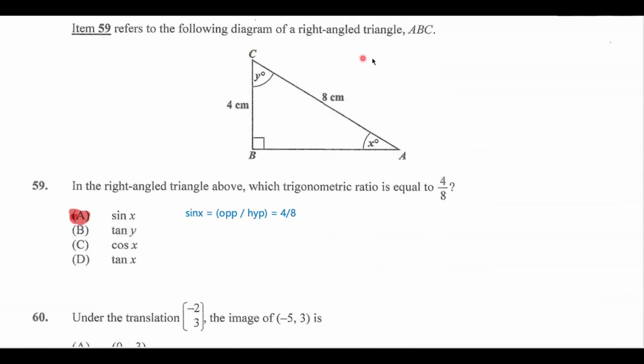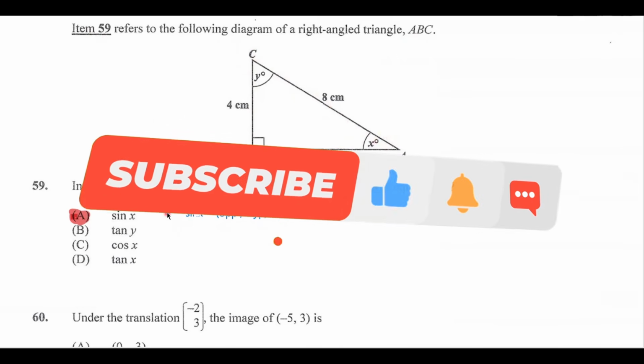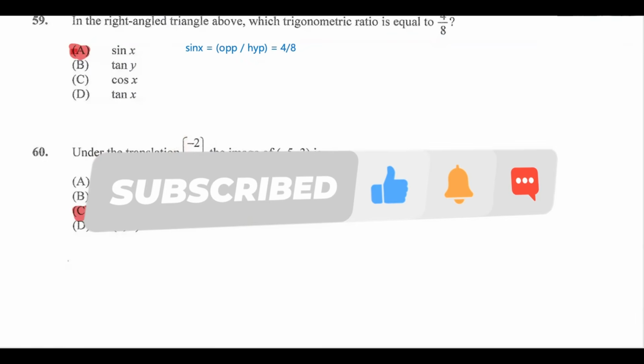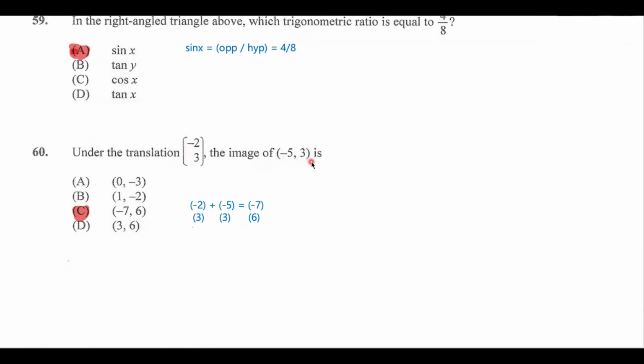Item 59, the diagram shows right angle triangle ABC. In the right angle triangle above, which trigonometric ratio is equal to 4 over 8? Well, sine x, because sine x is opposite over hypotenuse. That'll be 4 over 8. You see it here? That's A.